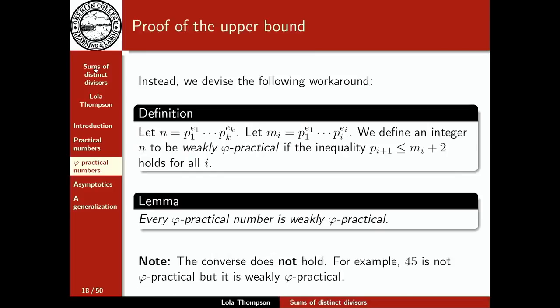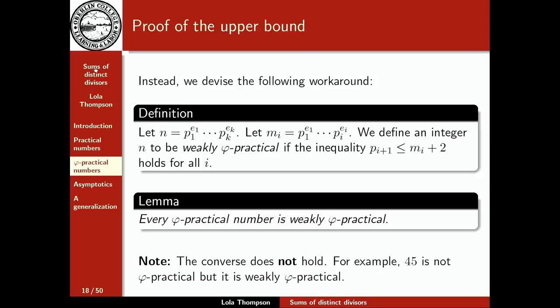So for an upper bound, we developed kind of a cheap workaround. We define what are called weakly phi practical numbers. We take the prime factorization of n. We take m_i to be the product of the first i primes written to their exact powers. And then we say n is weakly phi practical if this inequality holds for all the primes. All we need is that the (i+1)th prime is at most the product of the previous primes to their powers, plus 2. Very simple. It turns out that every phi practical number is weakly phi practical.